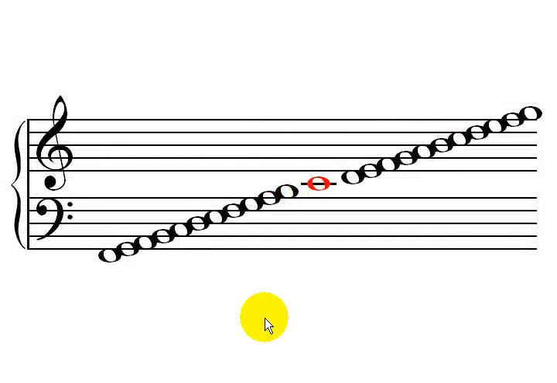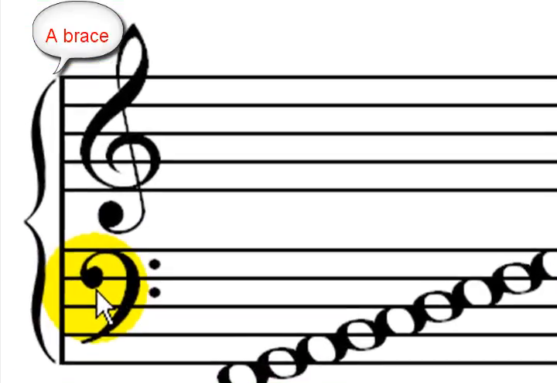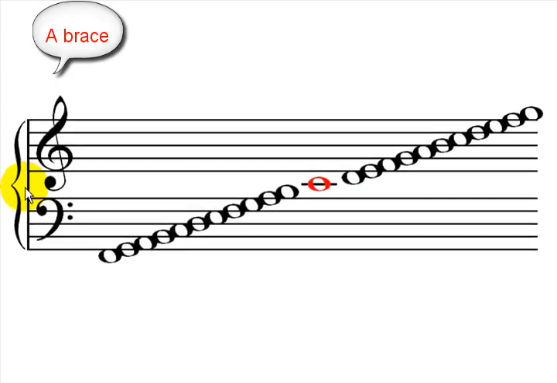The treble clef and the bass clef can be joined together by a brace. A brace consists of a straight line, this one here, and a curved line, the one over here. So this is called a brace. You will see this especially in music written for piano and in other places.